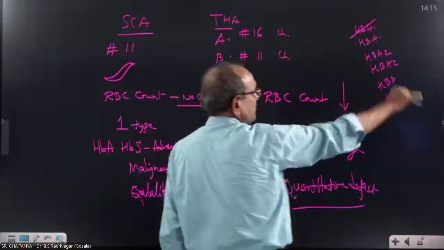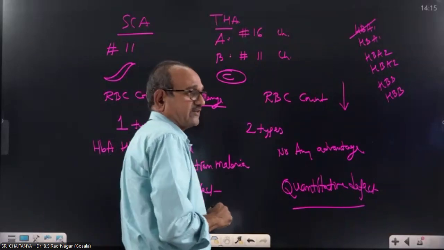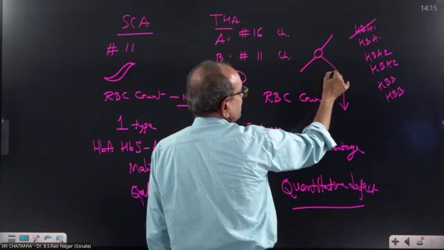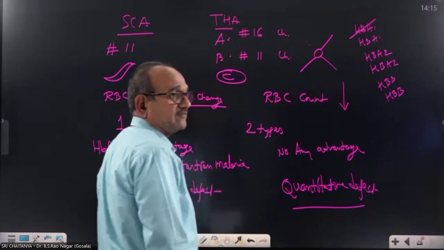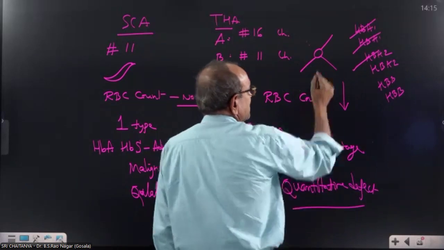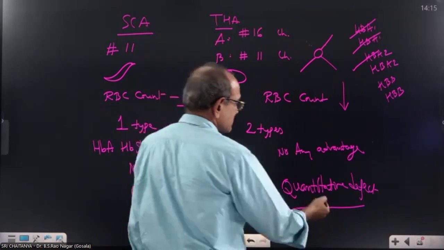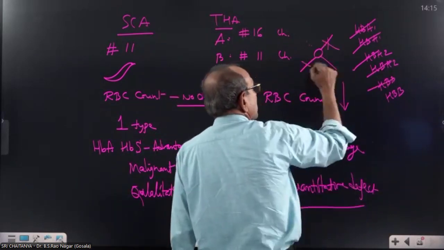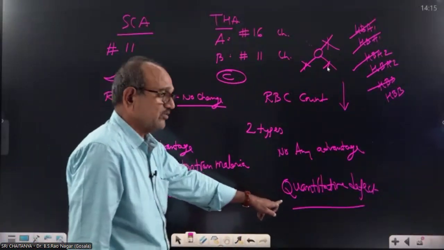Suppose one allele is mutated, then that proportion of alpha chain synthesis is affected. Nearly 25% of hemoglobin molecules do not have the alpha chain. As the number of mutations goes on increasing, the polypeptide synthesis also declines. More the number of genes mutated, more the polypeptide chain synthesis is affected. So this is a quantitative defect.